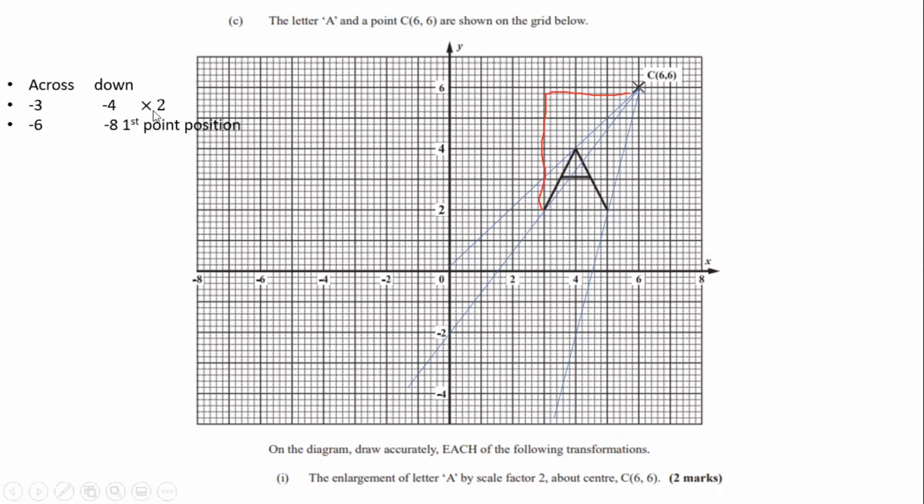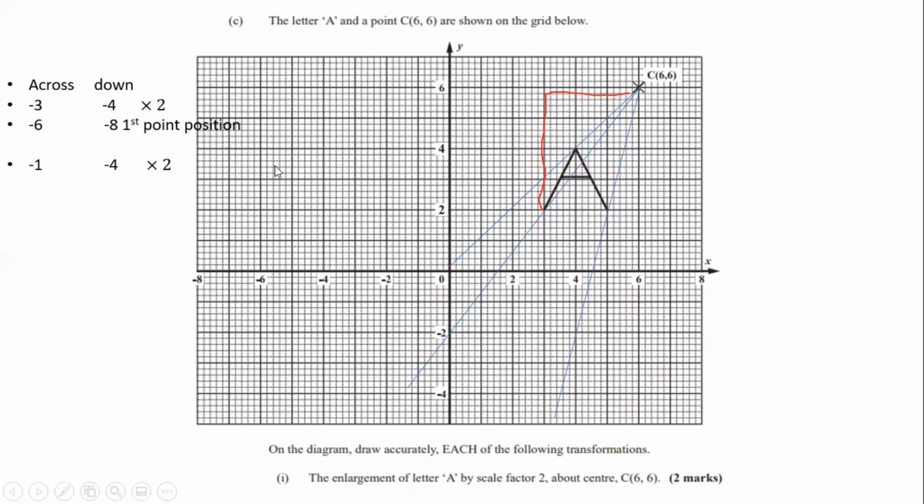So what we do is 2 multiplied by -3 to give us -6, and 2 multiplied by -4 to give us -8. And what this gives us is the position of where this new point will be when it undergoes an enlargement by scale factor 2. So this gives us the position and not the coordinates on the graph.